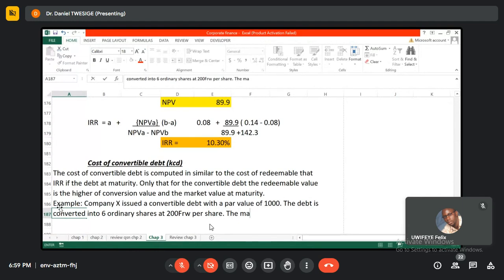The market value of the debt at maturity is 1,150. The debt is currently trading at 1,100.